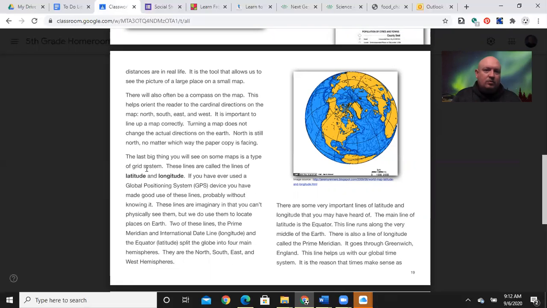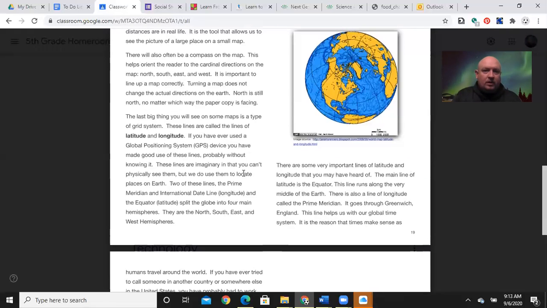The last big thing you will see on some maps is a type of grid system. The grid system, as you can see, here's a line going this way, the east-west, and then there are some north-south lines. These ones going this way are latitude, these ones longitude. These lines are called the lines of latitude and longitude. If you have ever used a global positioning system, you probably just called it a GPS device, you have made good use of these lines, probably without knowing it. These lines are imaginary in that you can't physically see them, but we do use them to locate places on Earth.